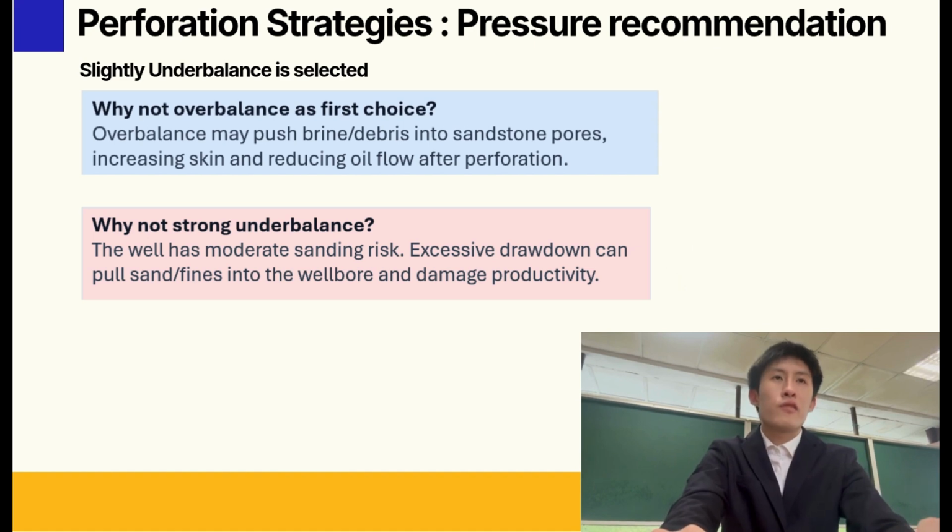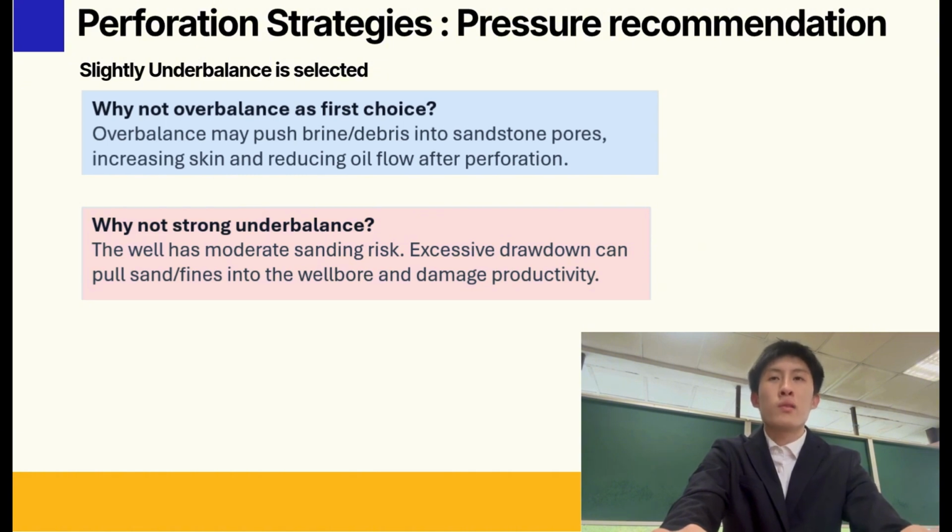So for the pressure condition, we'll use slightly underbalance. Why do we not use overbalance? Because overbalance will damage our formation and reduce oil flow after perforation. So we don't want this to happen, so we will not use overbalance.